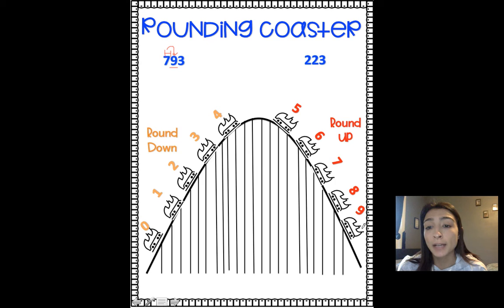So I see my 9 is over on my up side of my roller coaster. So over here it's in red and it says round up. So I know that when I look at this number, I'm going to round 7 up to 8 because of the 9. So it would be rounding up to 800.